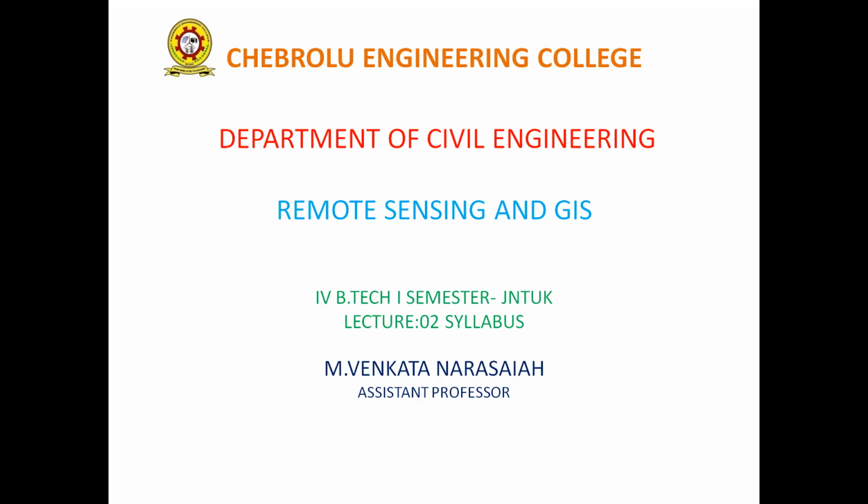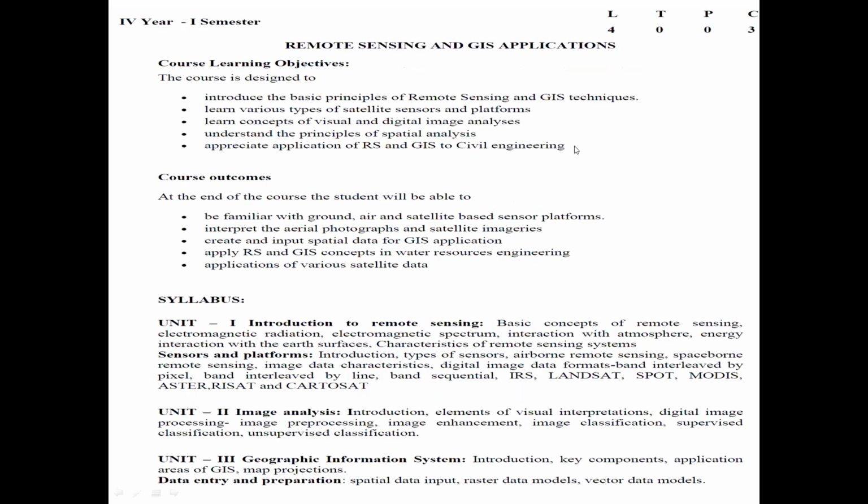Today, I would like to explain the subject Remote Sensing and GIS. What is the syllabus in this subject as per JNTU Kakinada? Let us discuss the syllabus: Remote Sensing and GIS Applications. Overall, 6 units are there.